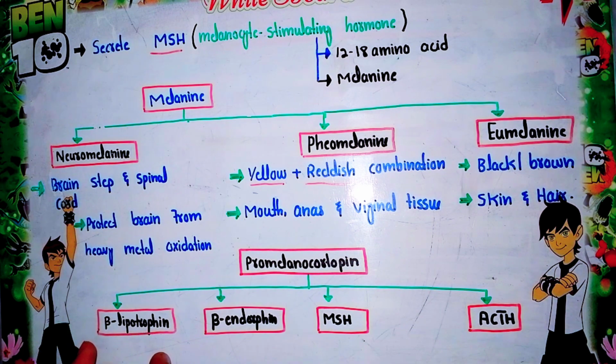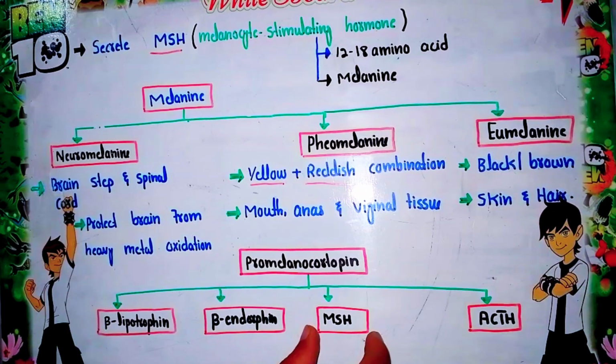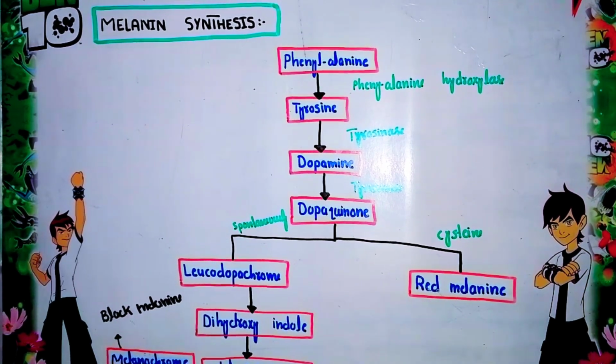Beta lipotropin helps in lipid metabolism. Beta endorphin helps in pain relief. Melanocyte stimulating hormone acts on the melanocyte and releases melanin from the melanocytes. So this is basically how MSH is produced in humans. As we have already discussed, the intermediate lobe of the pituitary gland secretes the melanocyte stimulating hormones. These MSH are protein-containing hormones, containing 12 to 18 amino acids.